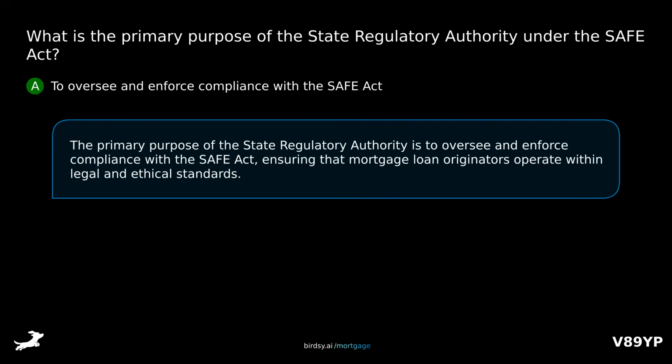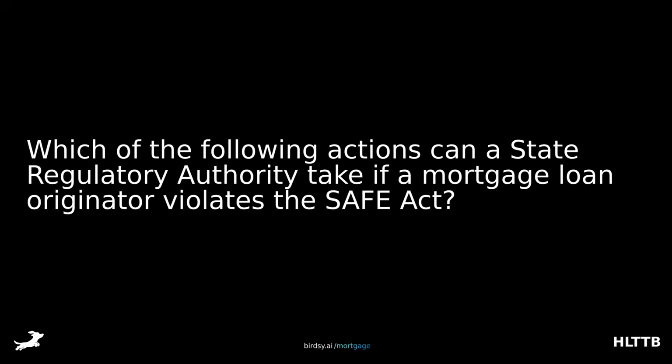The primary purpose of the state regulatory authority is to oversee and enforce compliance with the SAFE Act, ensuring that mortgage loan originators operate within legal and ethical standards. Which of the following actions can a state regulatory authority take if a mortgage loan originator violates the SAFE Act?